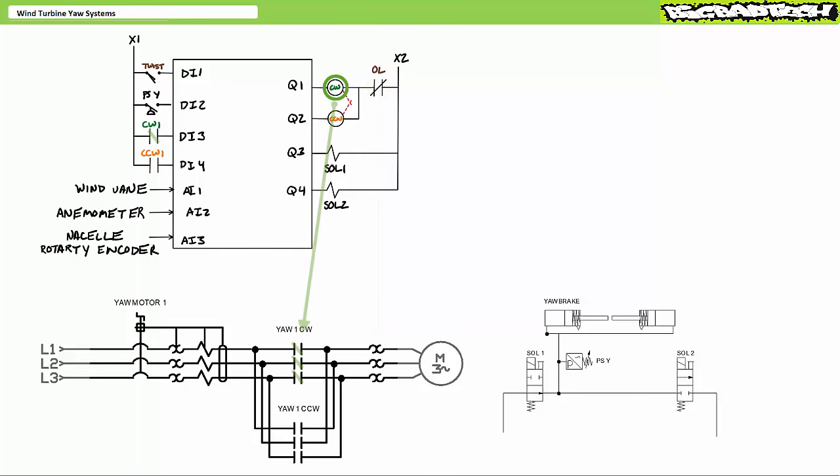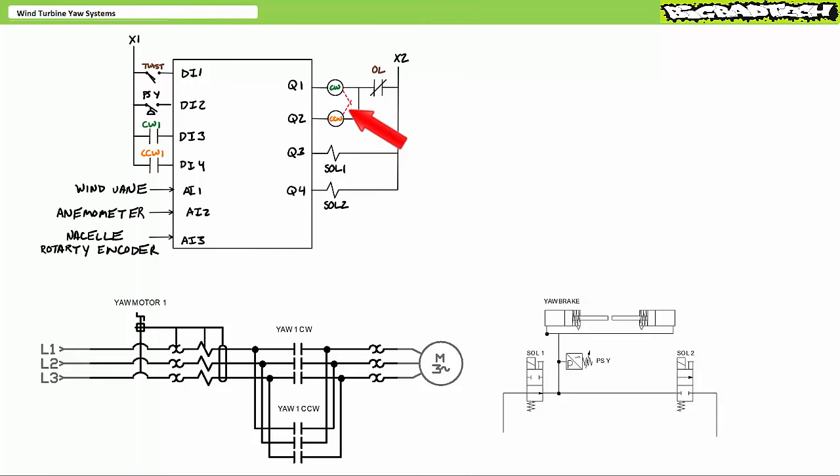When Q1 is energized, yaw motor 1 clockwise contactor closes and yaw motor 1 turns clockwise. Presuming the rest of the motors follow this same pattern, all the motors energize and the turbine turns clockwise. Conversely, when Q2 is energized, yaw motor 1 counterclockwise contactor closes and yaw motor 1 turns counterclockwise. Presuming the rest of the motors follow this same pattern, all the motors energize and the turbine turns counterclockwise. You note the dashed mechanical interlock between the clockwise and counterclockwise coils.